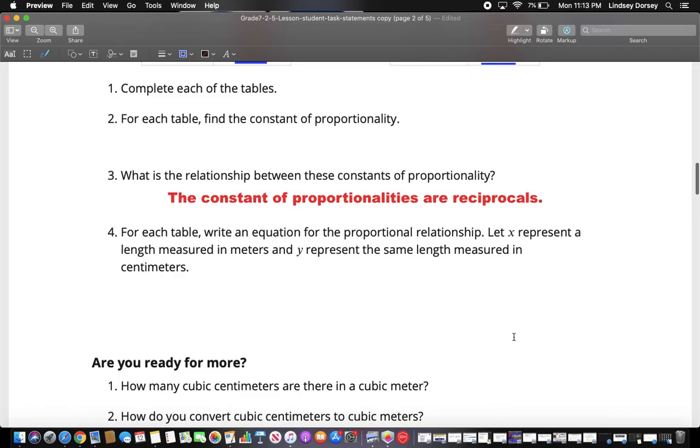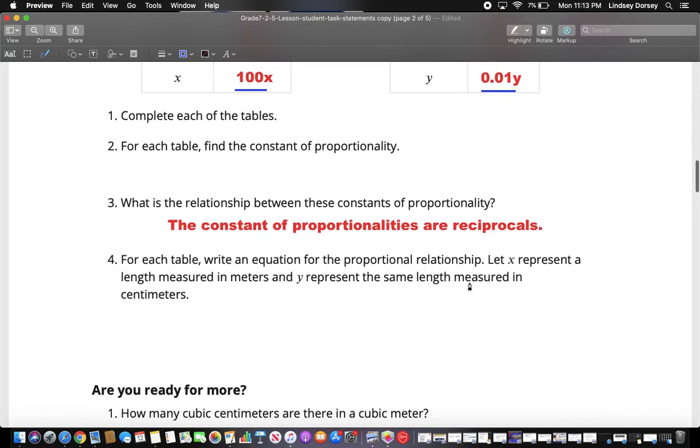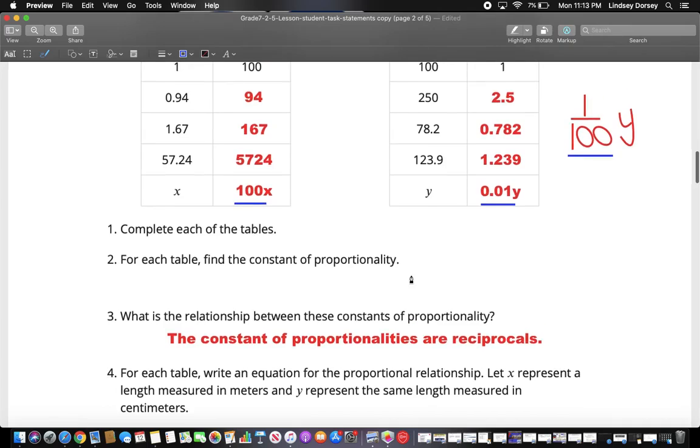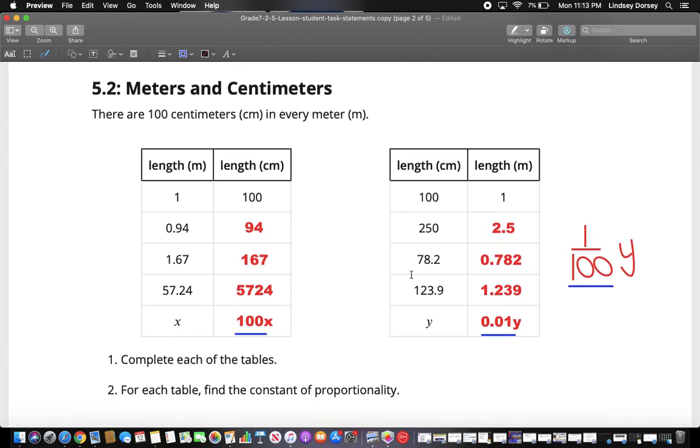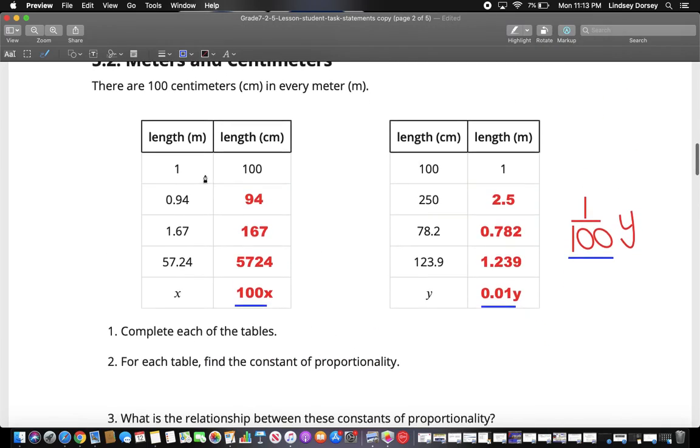Okay, number 4. It wants us to write an equation where x is equal to meters and y is centimeters. So for table 1, our equation would be y equals 100 times x. Okay, what about the second table? What would our equation be?